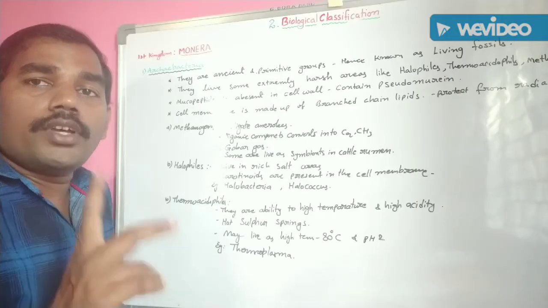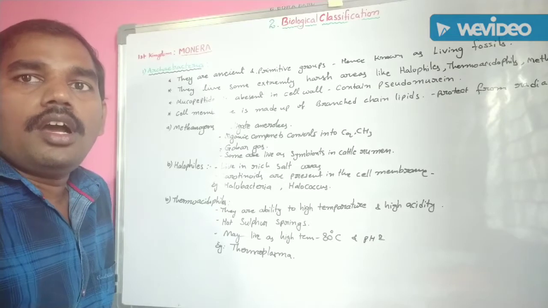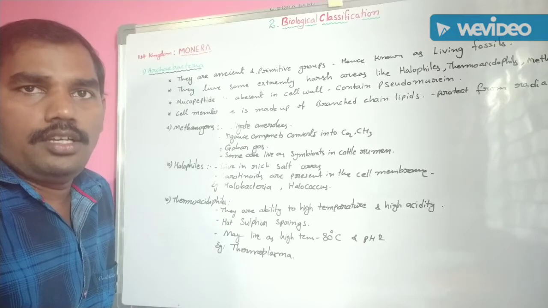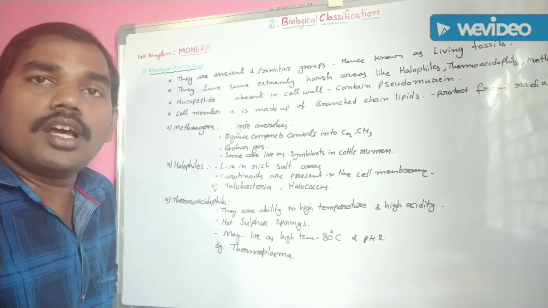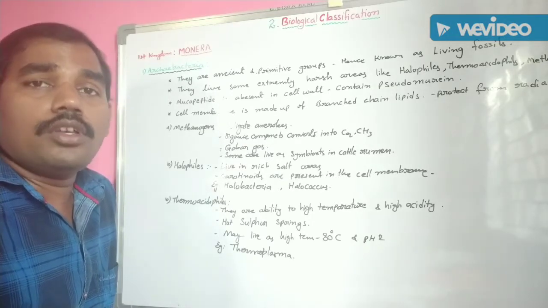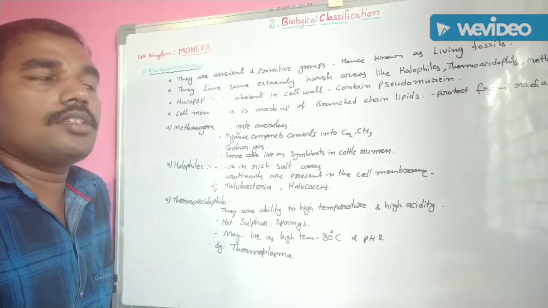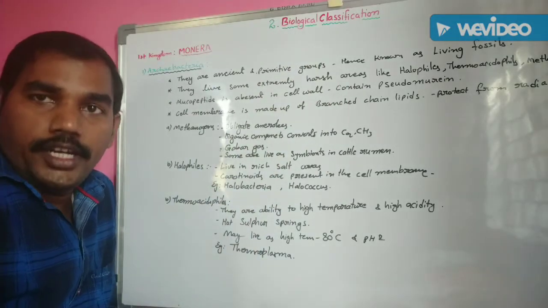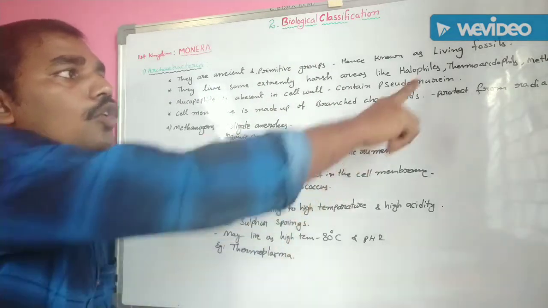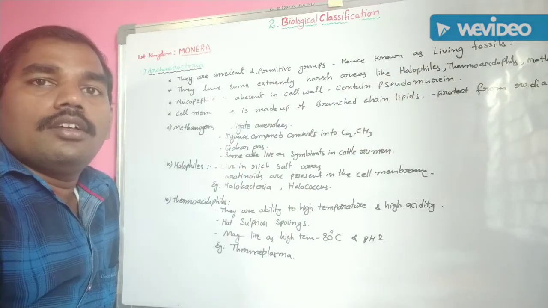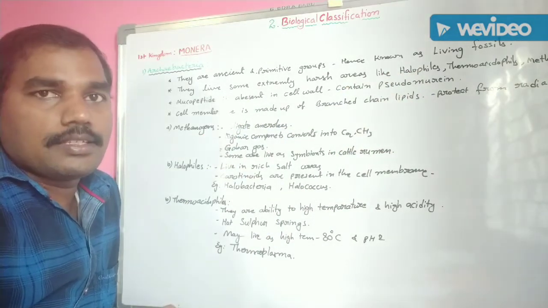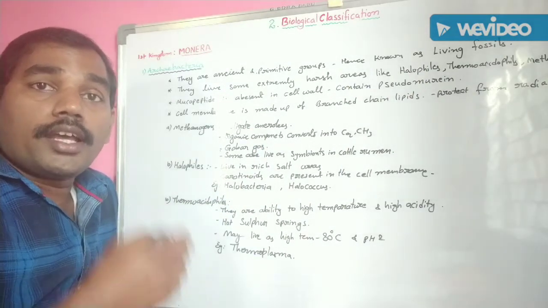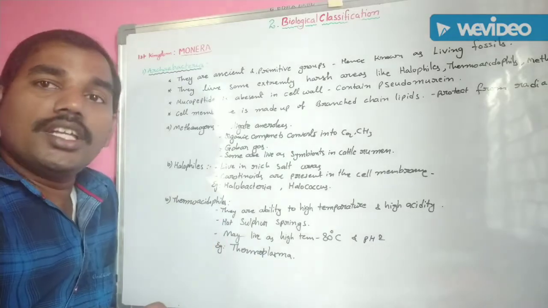In the kingdom, the first group is Archaebacteria. Archaebacteria are the primitive and ancient organisms. Hence, these are also known as living fossils. They live in extreme harsh areas or harsh conditions like halophiles. This means these live in the salt pans. And thermoacidophiles. This means these can live at a higher temperature up to 80 degrees centigrade.